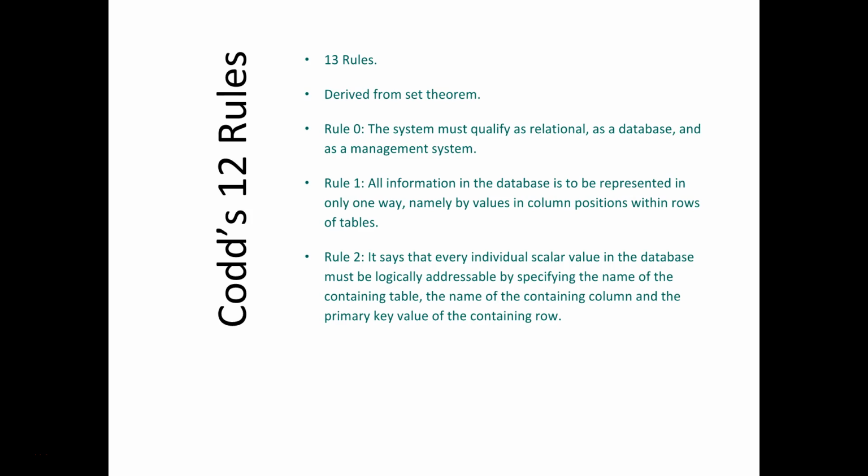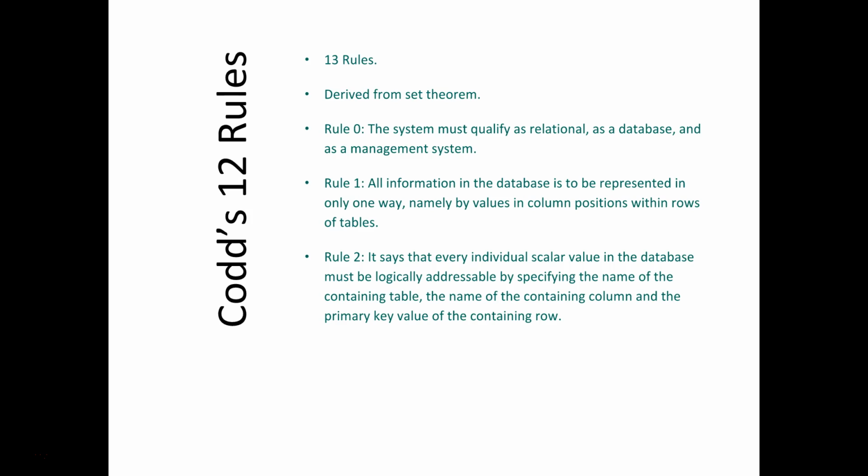And rule 1: all information in the database is to be represented in only one way, namely by values in column positions within rows of tables. They're just saying that all data should be stored only in a 2D structure. Even if it's 3D, it should still be stored as a 2D structure, and it should be addressed in a 2D manner. So by column and row number, I should be able to get it.